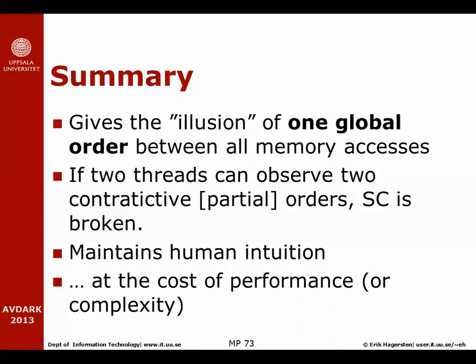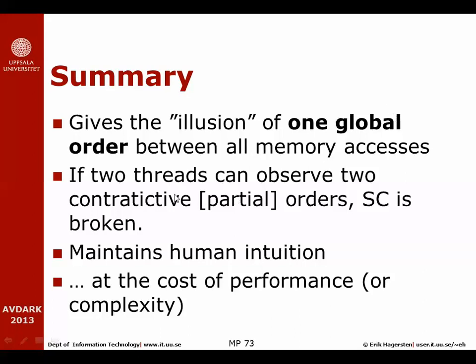Which is some kind of consistency property or ordering property that defines order between all the loads and stores in the system somehow. It defines what we can rely on, so that if we in software have established one order, it can be assumed that everybody else has seen the same order. Sequential consistency gives the illusion of one global order between all memory accesses.